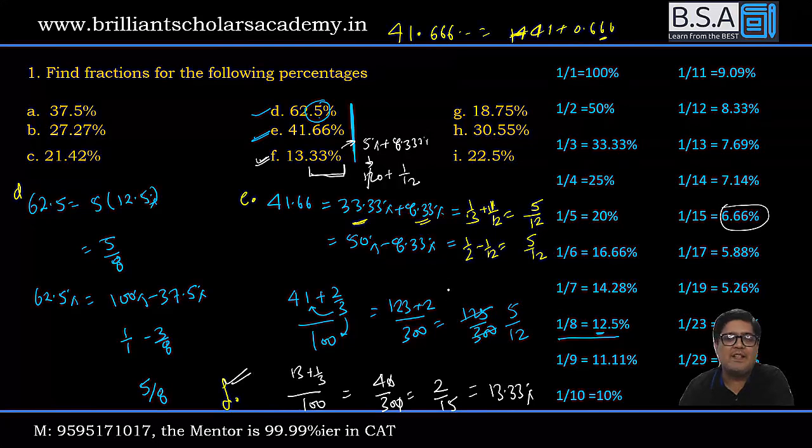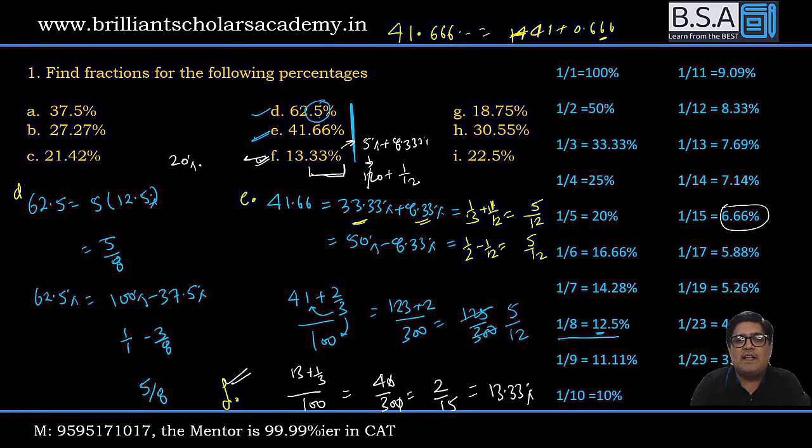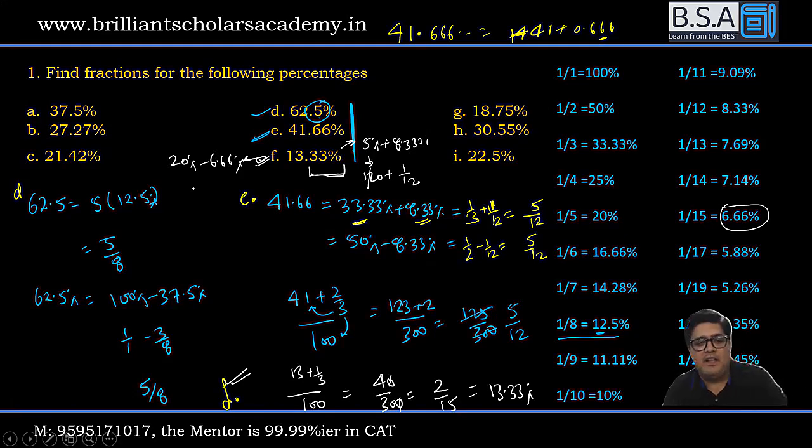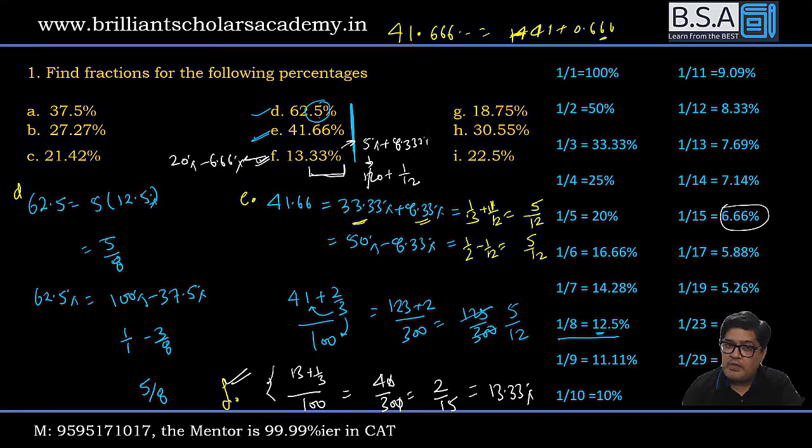You want more methods? Does it not look to you like 20% minus 6.666? 20 minus 6.6. What is 20? 1/5. What is 6.66? 1/15. बहुत तरीके हैं. If you feel, sir, this one makes more sense, ये करो ना. Nothing wrong.